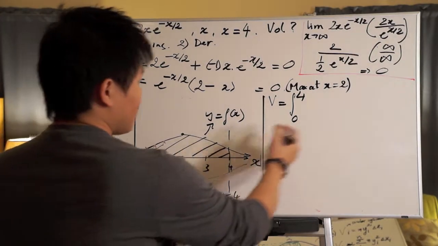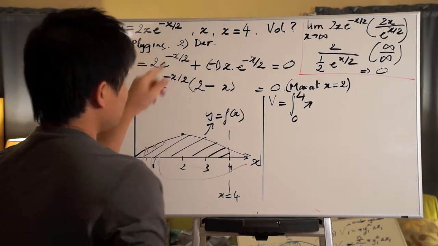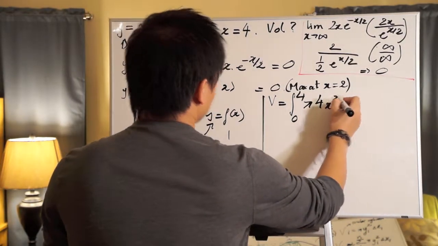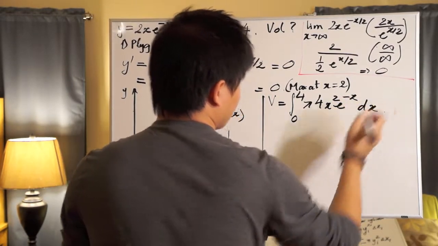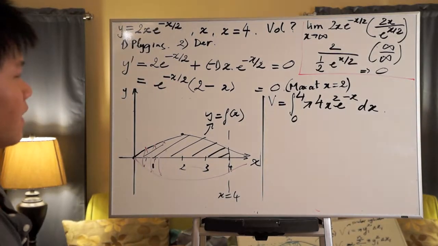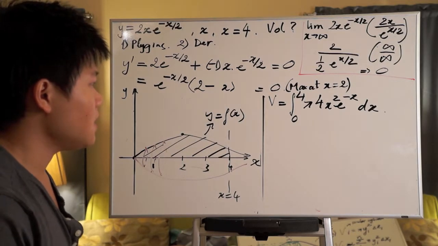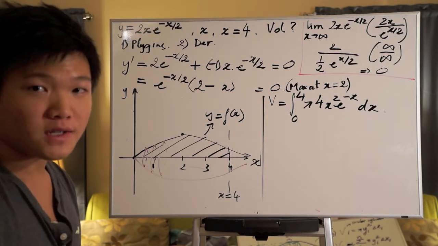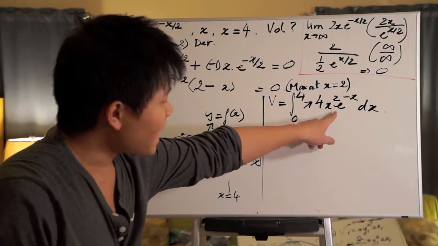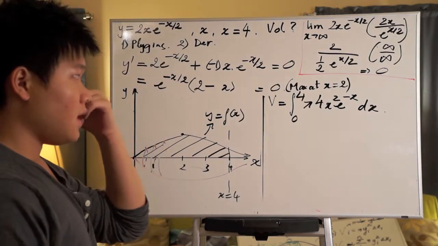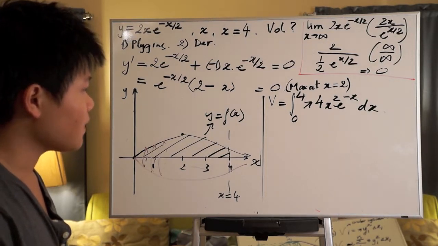So you have pi times y squared, but y in terms of x, so therefore 4x squared times e to the minus x, dx. Alright, so now this looks like an integral that we have to do with the integration by parts technique. So we can go ahead and choose minus e to the minus x as dv, take the antiderivative of that, and let's go ahead and do it.